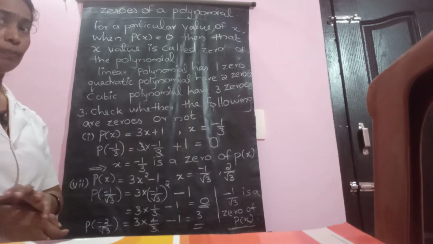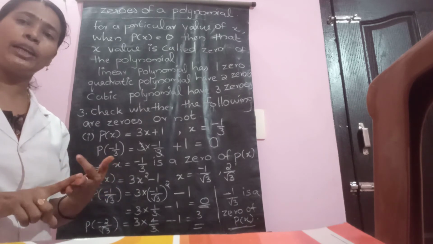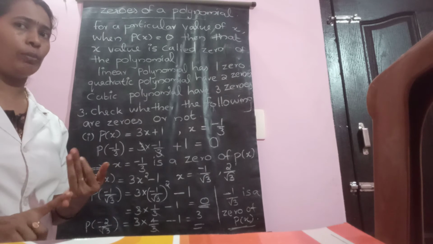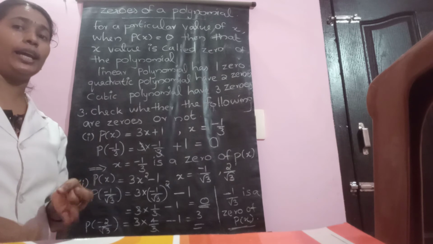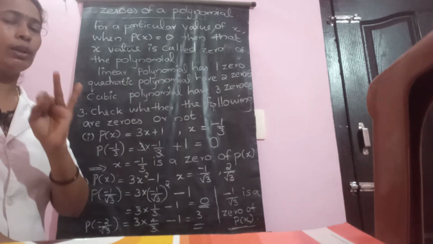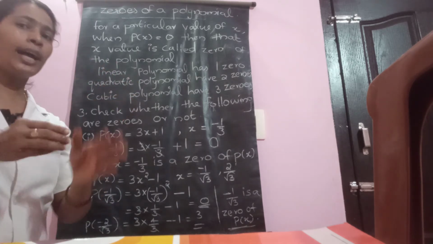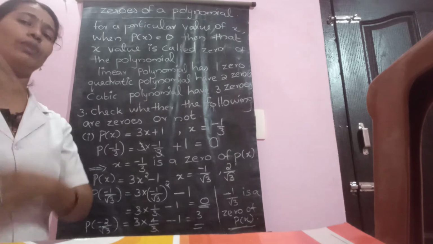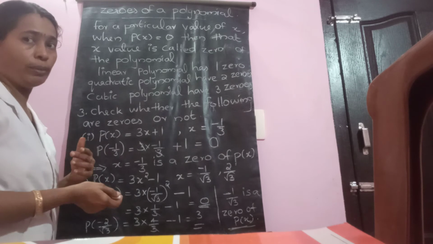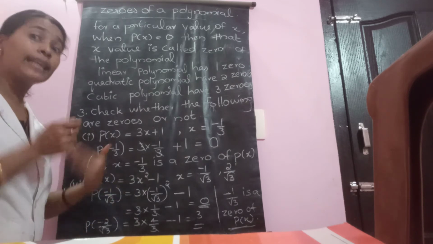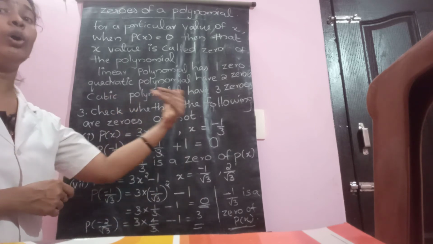Now we have just studied what a linear polynomial, quadratic polynomial and cubic polynomial are. For a linear polynomial, there is only one zero. For a quadratic polynomial, there are 2 zeros. For a cubic polynomial, there are 3 zeros. That you will study later. Now let us find how to calculate zeros of a polynomial and also how to check whether the given values of x are zeros or not.